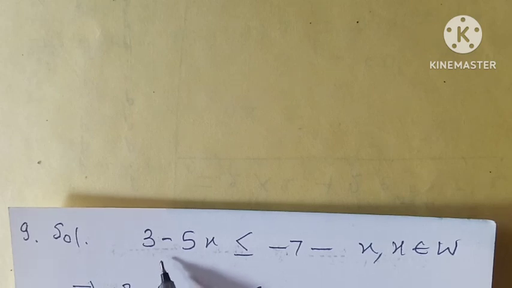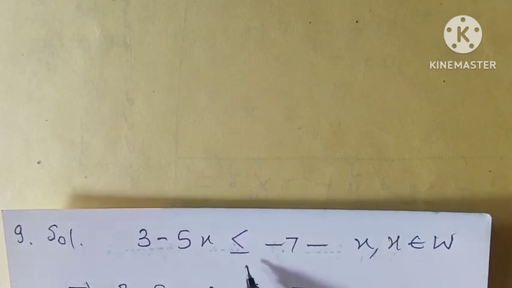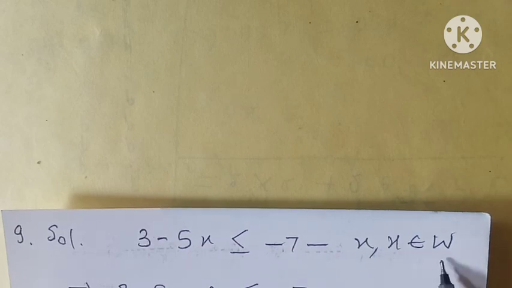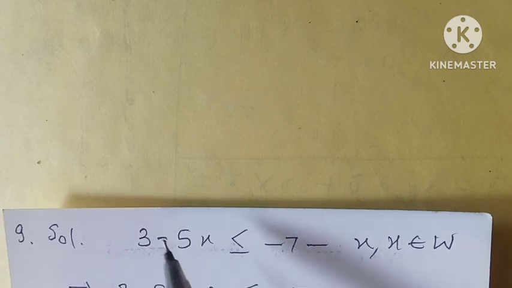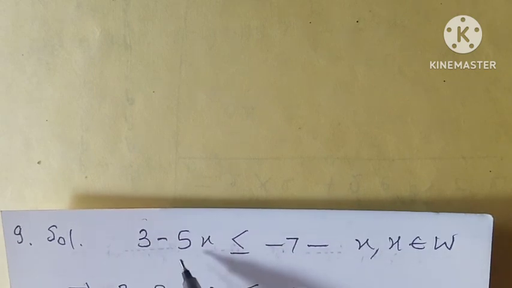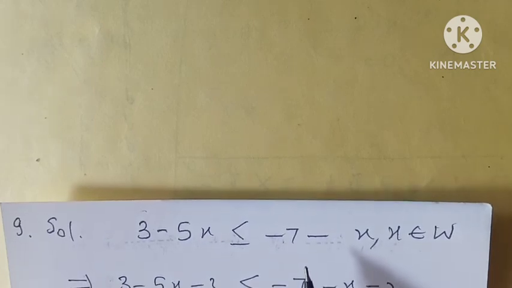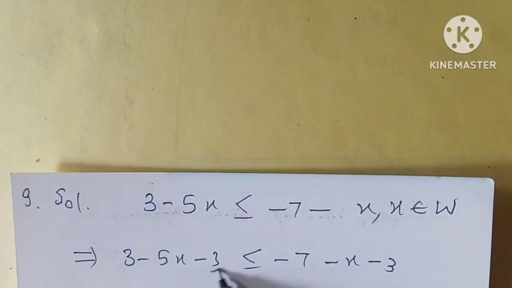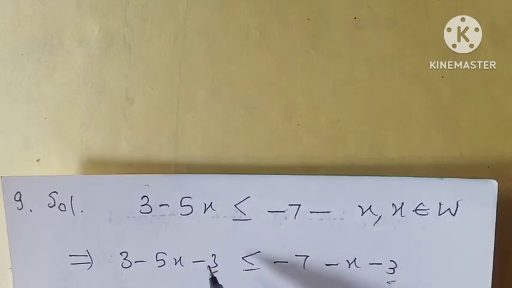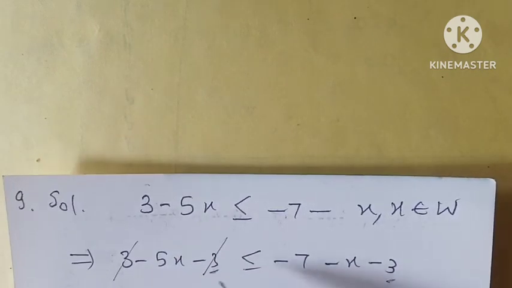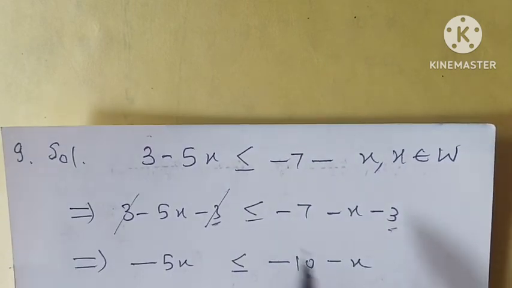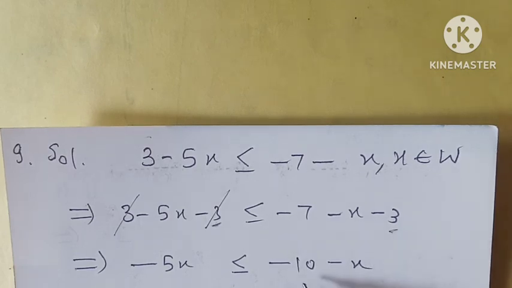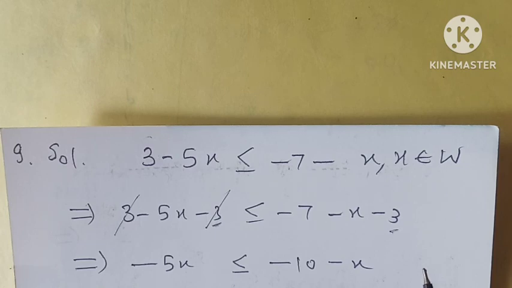Let us do question number 9. It is given 3 minus 5x is less than or equal to minus 7 minus x. Here x belongs to whole numbers. Firstly, we remove this 3, the constant. For that, we have to subtract 3 from both sides. So these 3 are cancelled. So minus 7 minus x minus 3. So it is minus 5x. Minus 7 minus 3 is minus 10. So minus 10 minus x.